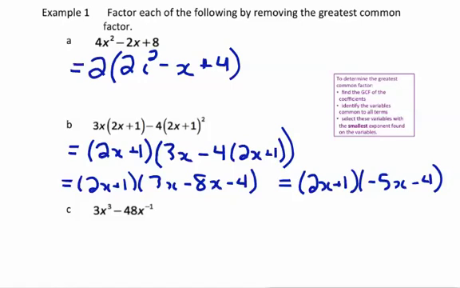Example C takes us into the realm of negative exponents. First, let's deal with the coefficients. 3 and negative 48, there's a 3 common that we can take out, we'll do that. Variables common to all the terms, well we have x's in both terms. But with the negative exponent, it becomes a little questionable. What do we take out? What is common? This is where we look at what is the smallest exponent found on either of those variables.